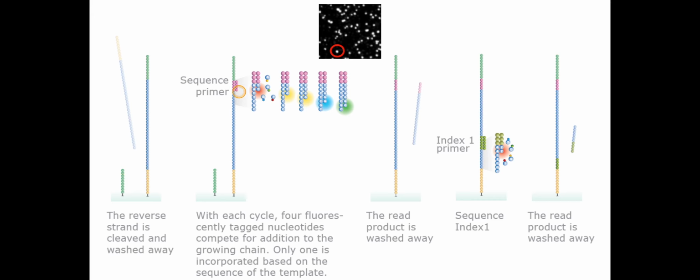We have a sequencing primer that is added to the reaction. And from that sequencing primer, we get incorporation of the reversible terminator nucleotides that are labeled with fluorescent dyes. We then collect that initial sequencing data. We then get the barcode information and we wash that away as well.